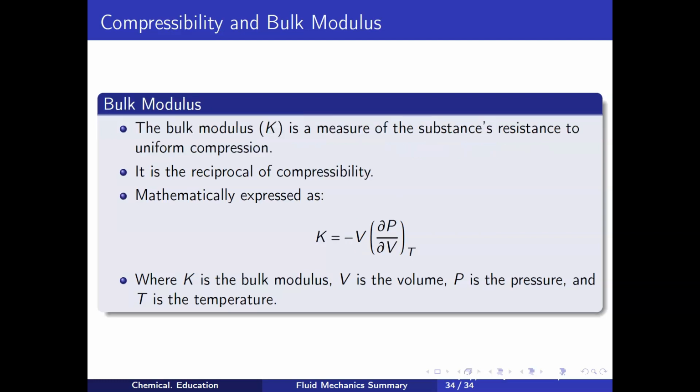And last, bulk modulus. The bulk modulus K is a measure of the substance's resistance to uniform compression. It is the reciprocal of compressibility, mathematically expressed as K is negative of V (∂P/∂V) at constant temperature, where K is the bulk modulus, V is the volume, P is the pressure and T is the temperature.